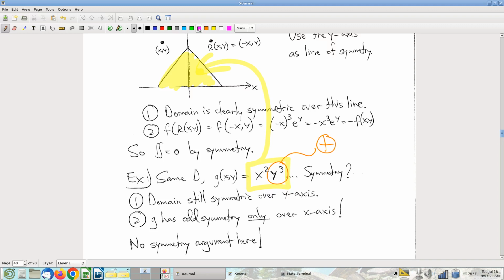Then you can look at this factor here. That's a square. That's never negative. So I'm just going to say that's always positive. So on the domain in question, my integrand is never negative. There's no symmetry argument when your integrand's never negative.